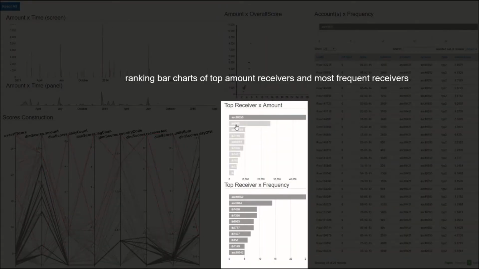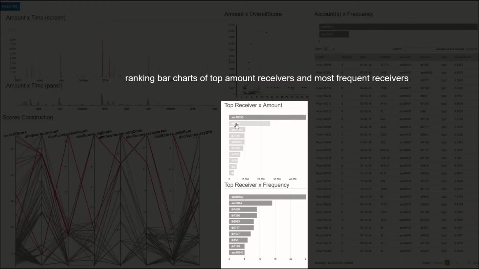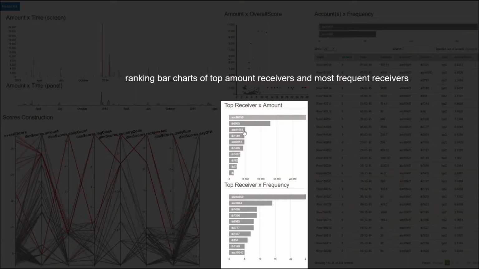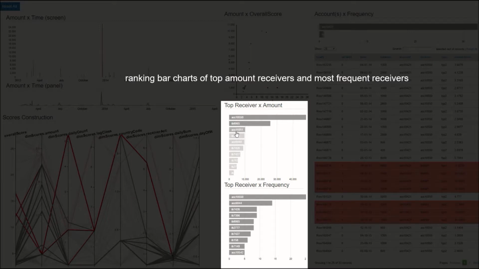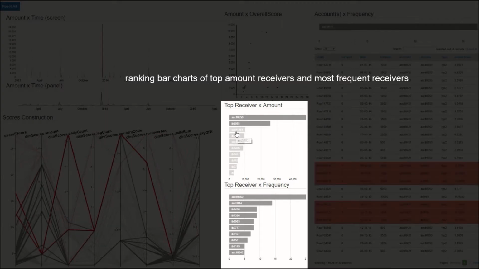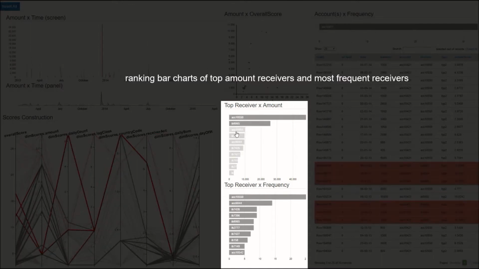Another important information is who received high amounts of money from the selected account and who received most frequently from the selected account. To this end, we provide a ranking bar chart of receivers' accounts that received top amounts of money, as well as another ranking bar chart of receivers that received most frequently from the selected accounts. Interactive linking and brushing again filters the data displayed in all other views.